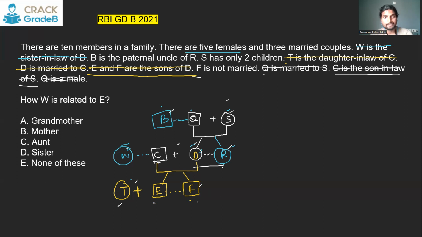Q is married to S. Yes, Q is married to S. C is the son-in-law of S. Yes. And Q is a male. Yes, Q is a male. So everything has fallen into place. So we can now go for the questions.